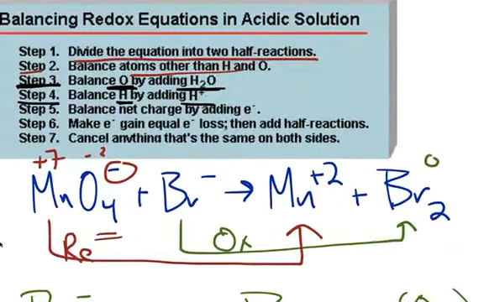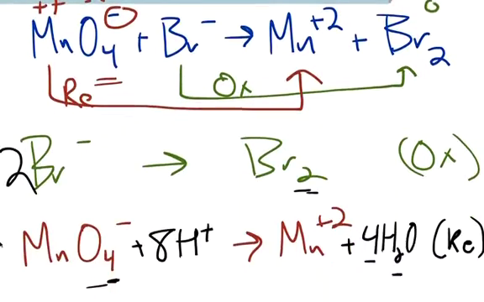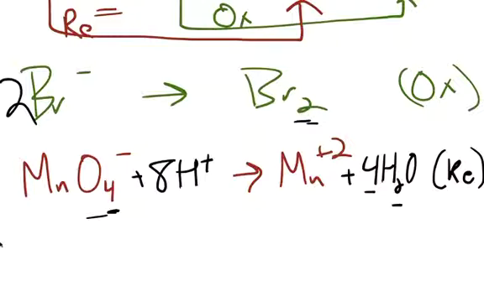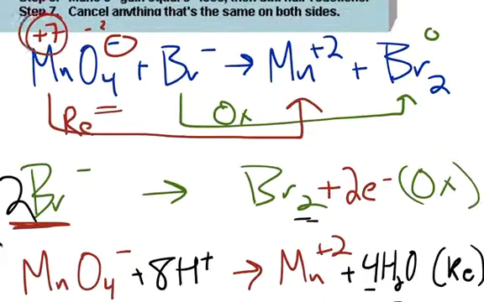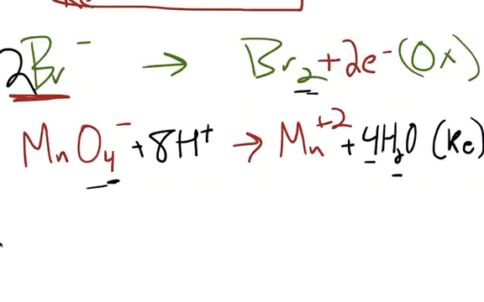Don't start crying. Step 5. Now we need to balance the net charge by adding the electrons. So we have to add the electrons to the right side. So bromide is a -1. It was oxidized. It lost electrons. Each one lost 1 each. So 2 electrons go over here. Now manganese, again, remember, it went from a +7 to a +2. So it gained 5 electrons.